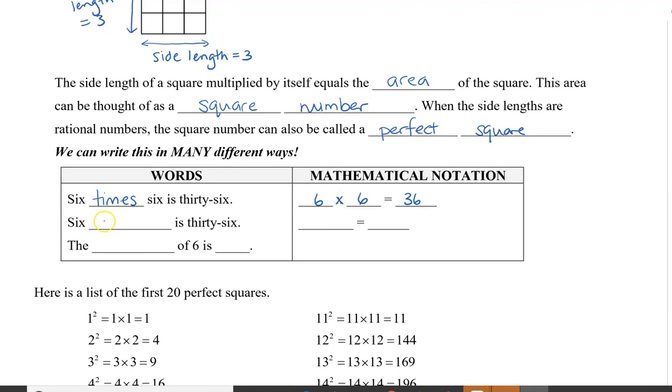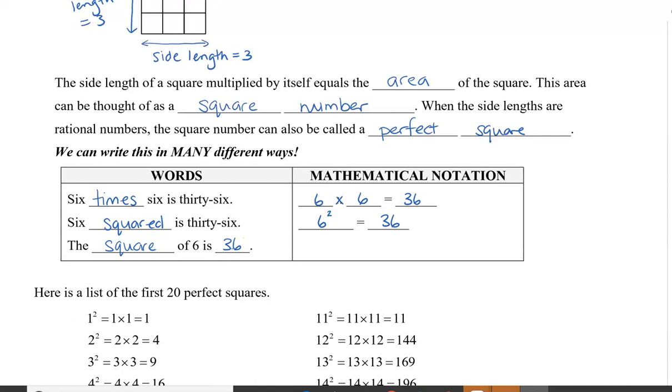We can also say 6 squared is 36. So that means we're taking 6 and we're making it into a square, and we get 36 little squares. Symbolically, it looks like this, 6 with a little 2 written in the top right corner of the number, and that equals 36. So we can say 6 squared equals 36, but we can also say in words the square of 6. So the square of 6 is 36.